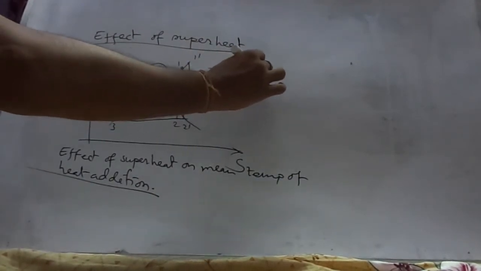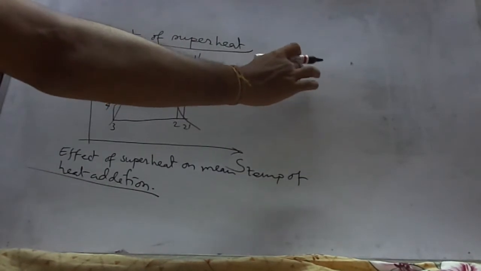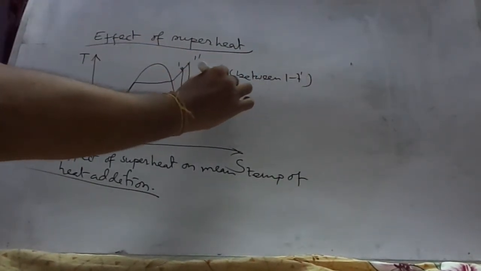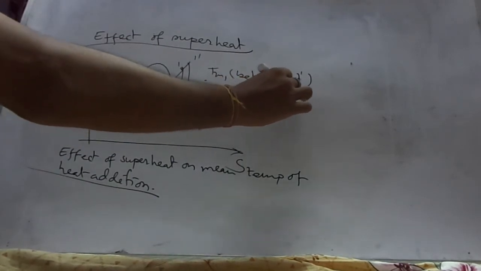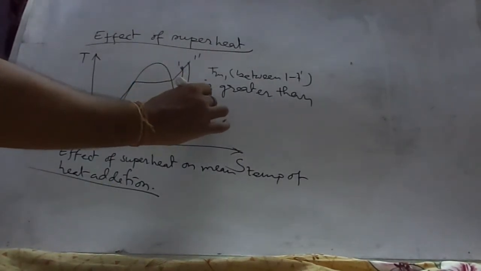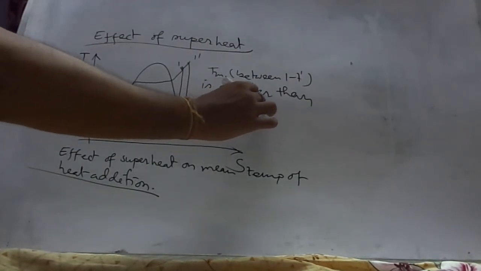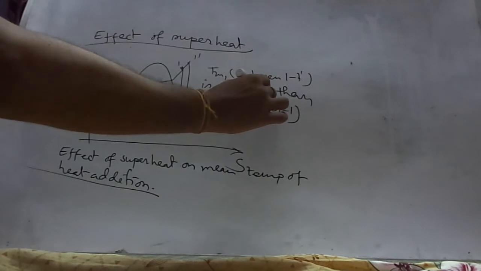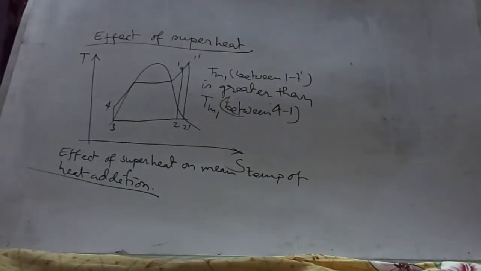Tm1 between 1 to 1 prime is greater than Tm1 between 4 and 1. So increase in the superheat at constant pressure increases the mean temperature of heat addition, hence the cycle efficiency increases.